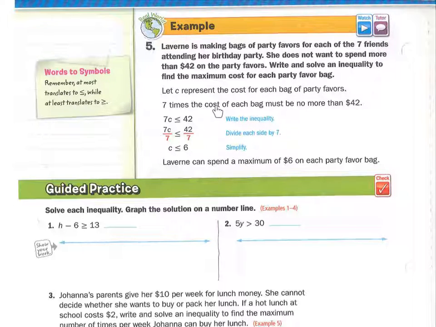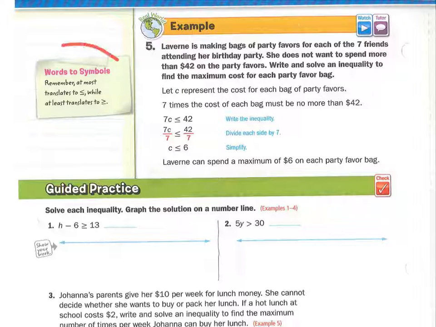7 times the cost of each bag must be no more than 42. She doesn't have any more than $42 to spend. So we would say 7C is less than or equal to 42 because she can't spend more than 42. To solve that, you divide both sides by 7, and you're left with C is less than or equal to 6. She can spend a maximum of $6 on each party favor bag.